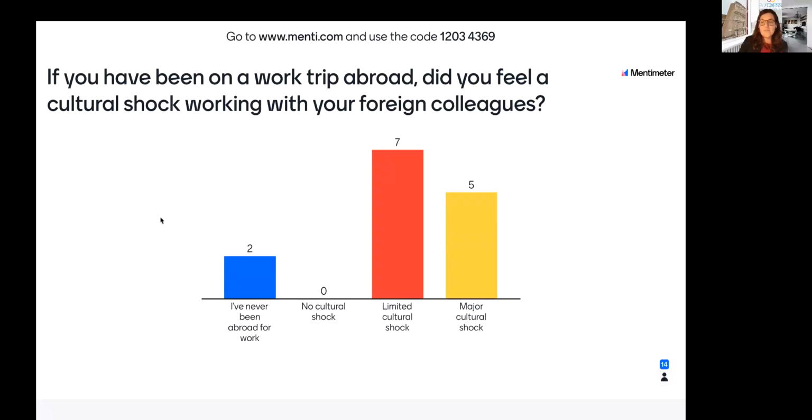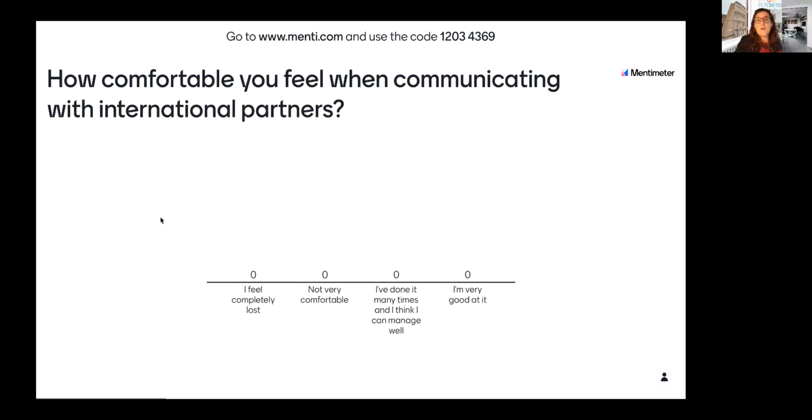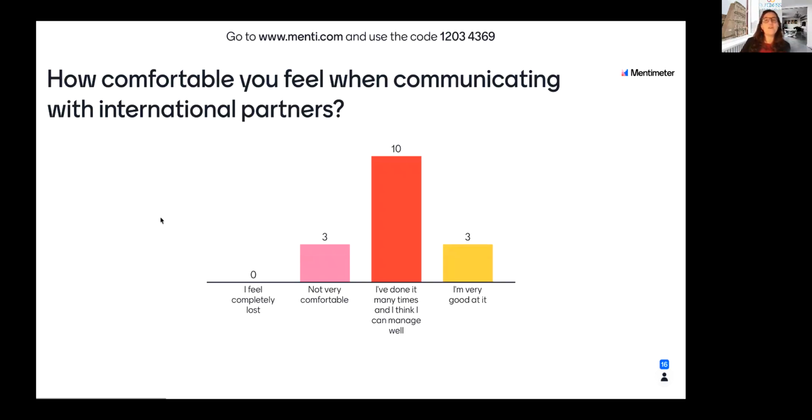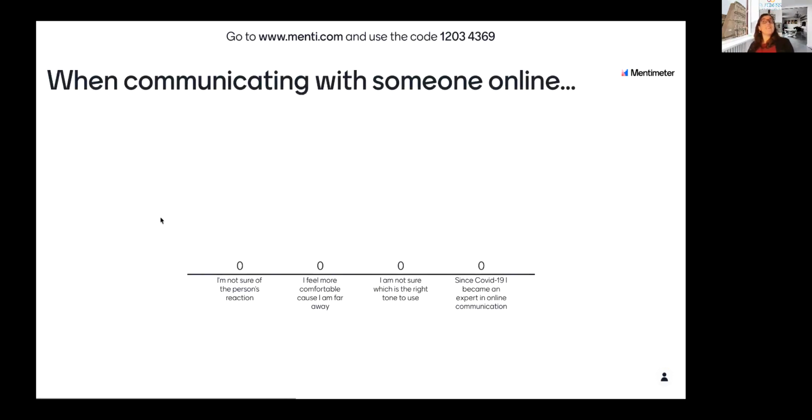Okay, so let me see if we can move to the second question, which is about how comfortable you are at the moment when you're communicating with international partners. I hope that the page switched on your browser or on your phone. Yeah, I can see someone is already joining in. So at the moment, more are saying they've done it quite a few times so they can manage. Okay, so I feel that we are a bit under pressure here today, since people are saying they're very good at that as well. Luckily, someone said not very comfortable, and I hope that we will be able to give some good tips and hints, even if you are obviously accustomed to it.